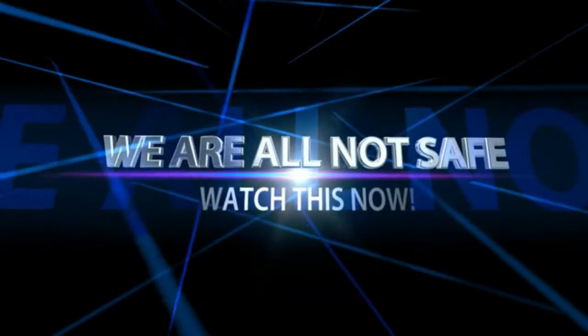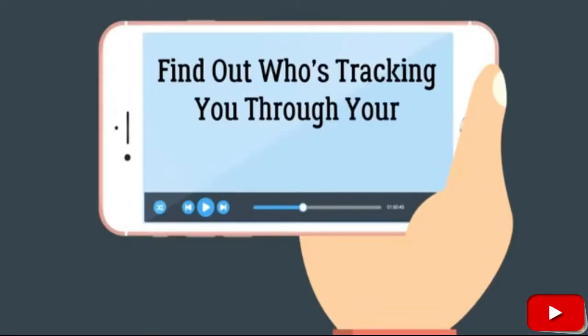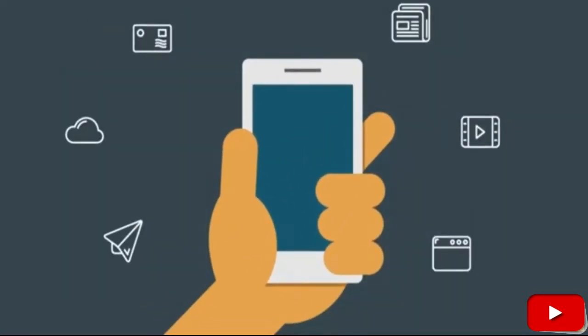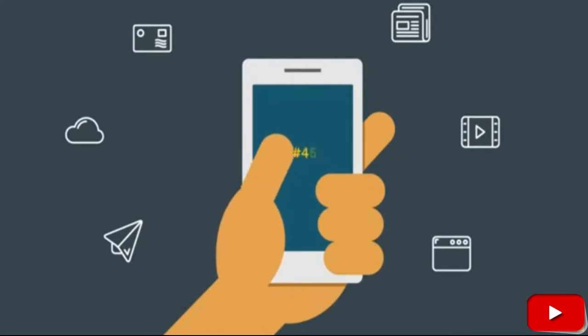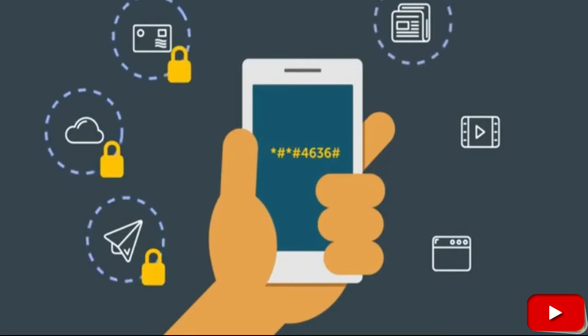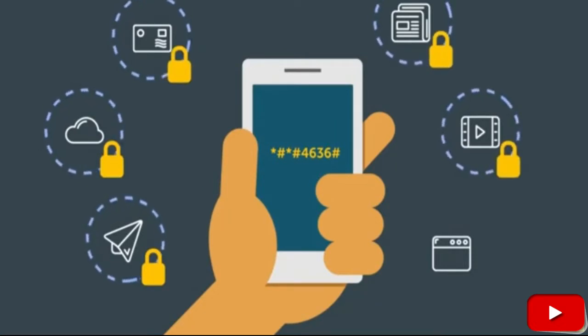Find out who is tracking you through your smartphone. Safety should always be our top priority. With the help of just a few short codes, you can find out more about the settings of your phone and work out whether or not your messages and information are protected and whether you're being tracked.